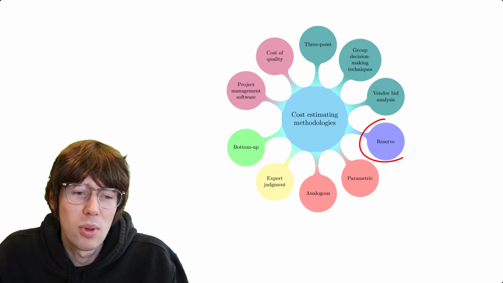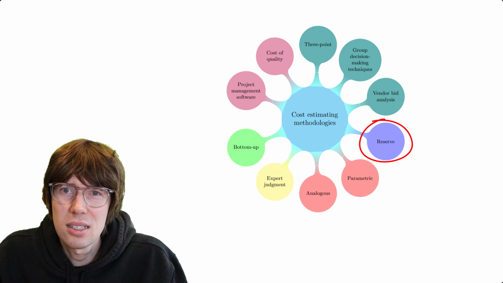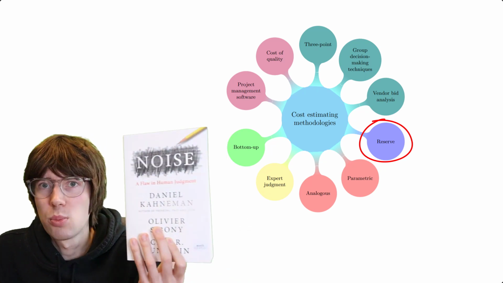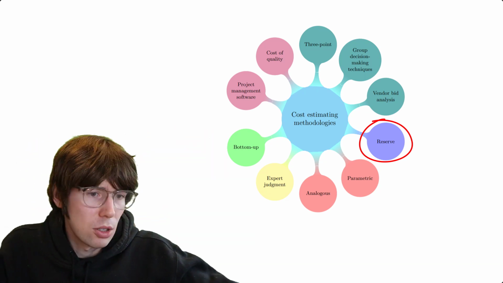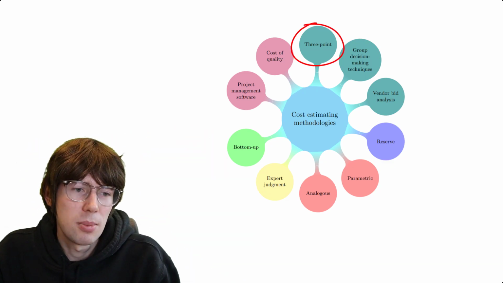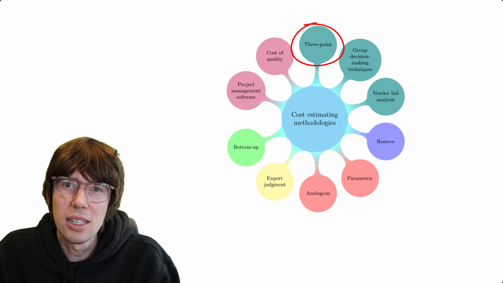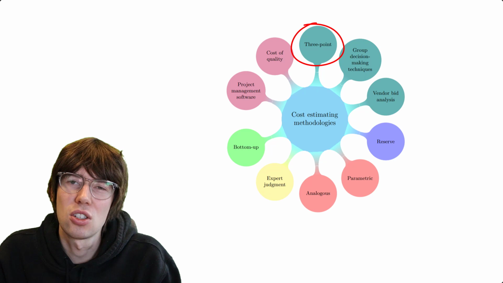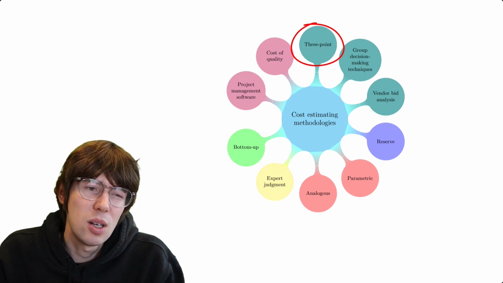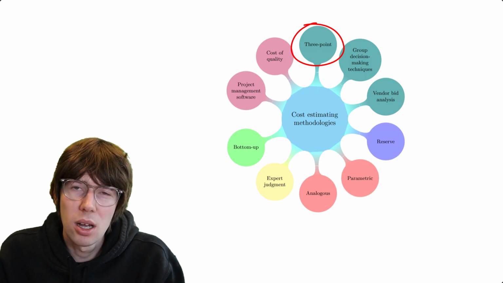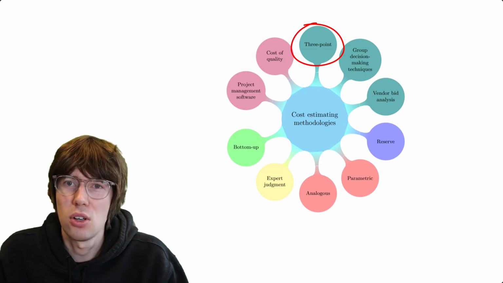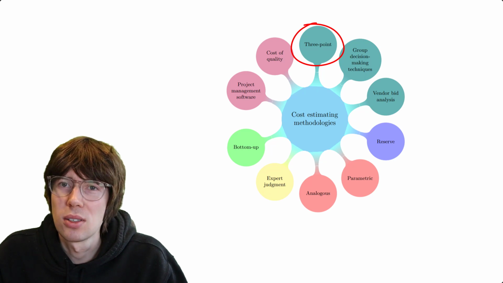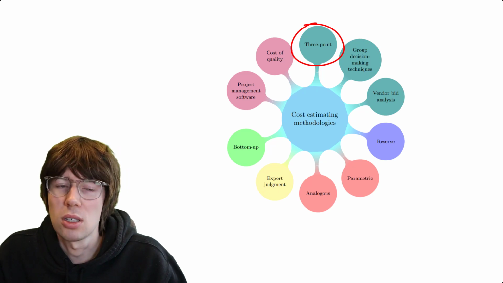When it comes to reserve, I guess a relevant thing to put in there is actually Kahneman's book, Noise, again. When it comes to three-point estimation, the literature there is actually going to be, again, Kahneman's Thinking Fast and Slow. The idea is that three-point estimation is something you apply to expert judgment in order to adjust for some kind of cognitive biases, over-optimism, for instance. So that is just Kahneman's Thinking Fast and Slow book again.